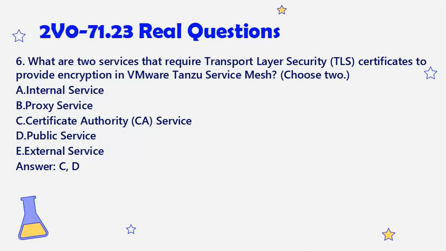6. What are two services that require Transport Layer Security (TLS) certificates to provide encryption in VMware Tanzu Service Mesh? Choose 2. A. Internal Service, B. Proxy Service, C. Certificate Authority, CA, Service, D. Public Service, E. External Service. Answer: C, D.